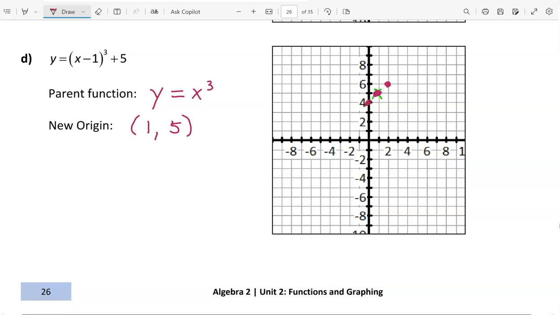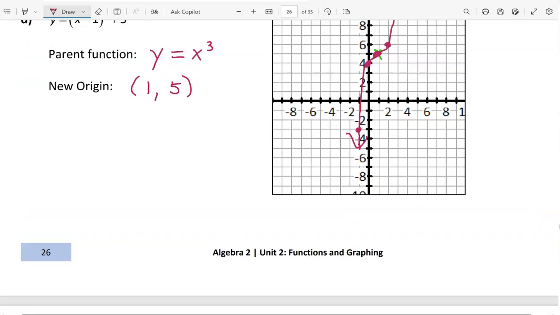1 to the left, we go down 1 cubed. In other words, negative 1 cubed is negative 1, so we go down 1 rather than up 1. We go 2 to the left of the new origin, we're going to go down by 8, which is 2 cubed. So that'll bring us to this point, and now we can connect for a nice smooth graph. And that's it for the notes.